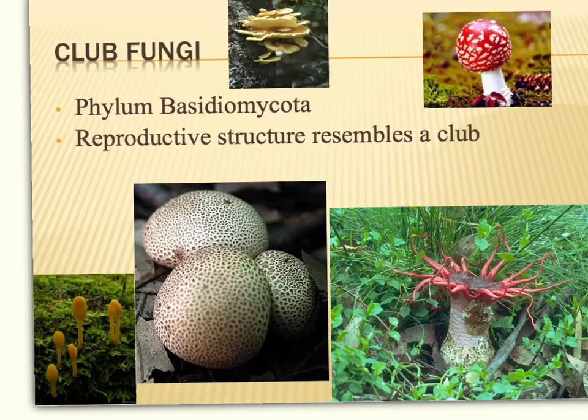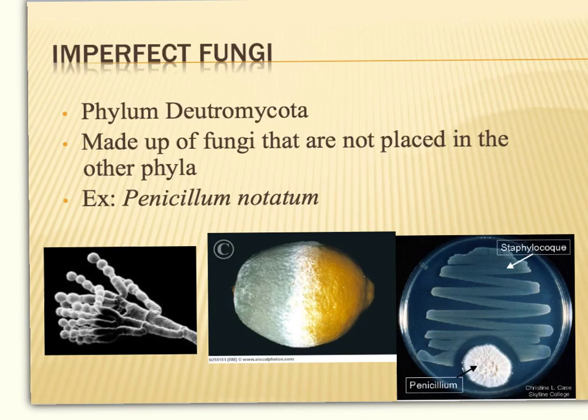You can see that they're called cup fungi because they kind of resemble a cup. Our club fungi, our Basidiomycota. This is the stuff that's like in Mario, or some of the mushrooms that you eat are in this phylum. Club fungi because their reproductive structure resembles a club. Then we have our imperfect fungi, the ones that don't really fit in any other group. This is called Deuteromycota, and an example is penicillin.